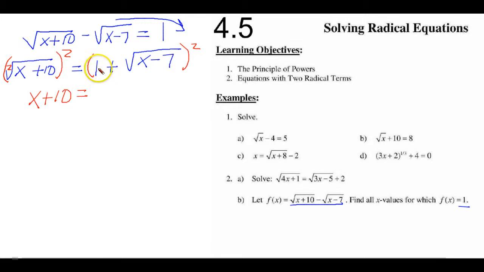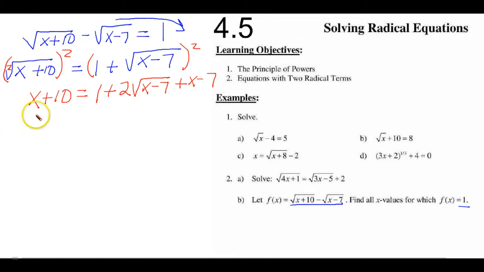Now we're going to square 1 and get 1. Multiply these two together and double it. That'll give us 2 times the square root of x minus 7. And now we're going to square this, and it just becomes the radicand. So index number, squaring it, just the radicand.